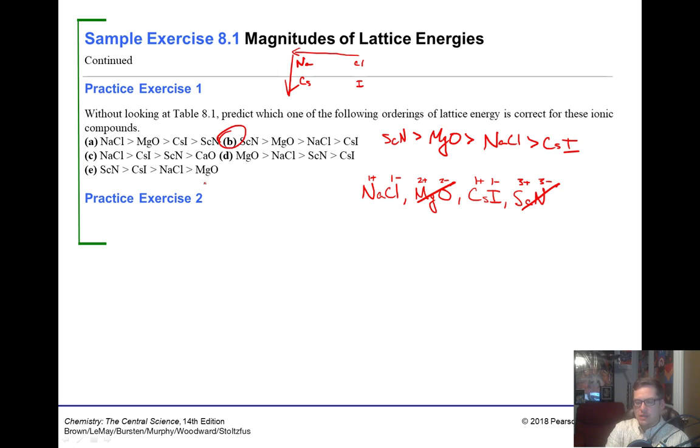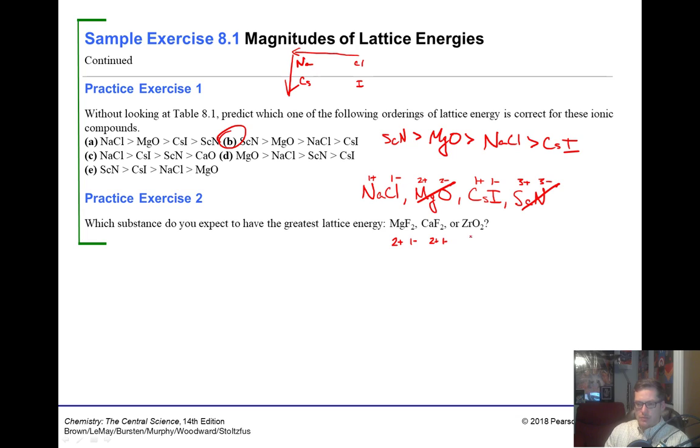Then we could go back to table 8.1 and double check our values, and you can go ahead and do that. All right. Let's do one more here. Which substance do you expect to have the greatest lattice energy? So we're going to look at these charges. Magnesium would be 2+. Fluorine is 1-, right? Calcium is 2+. Fluorine is 1-, right?